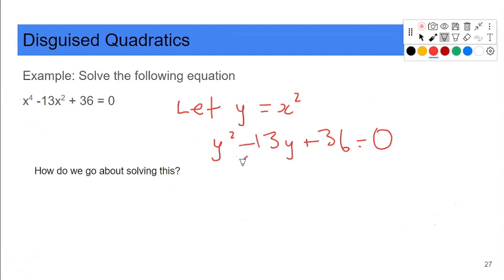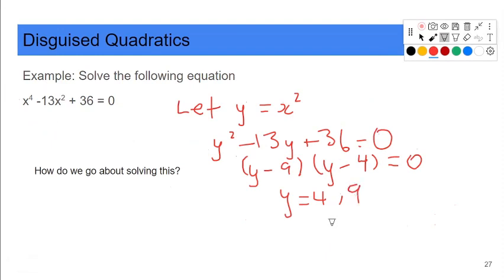All right, yeah, let me just write out the steps. So if we add negative 4 and negative 9 together, we get negative 13. And if we multiply negative 4 by negative 9, we get positive 36. So let me just write that like this in brackets, factorize. So then we get y equals 4 and 9. That's our solutions.